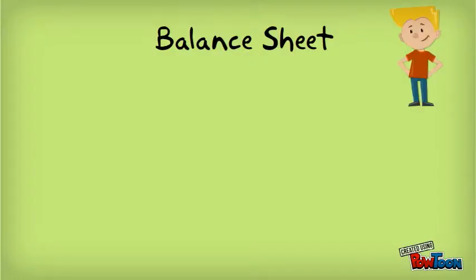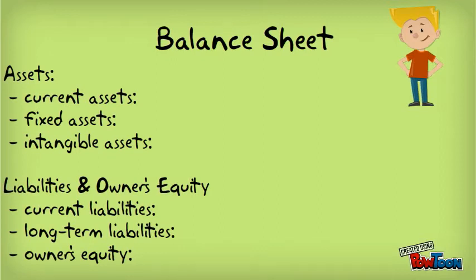The balance sheet indicates a firm's financial condition at a specific point in time. A balance sheet breaks down three different areas, including assets, liability, and owner's equity. Assets can be further broken down into three sections, including current, fixed, and intangible assets. Liabilities can be broken down into current and long-term, and lastly, there's owner's equity.